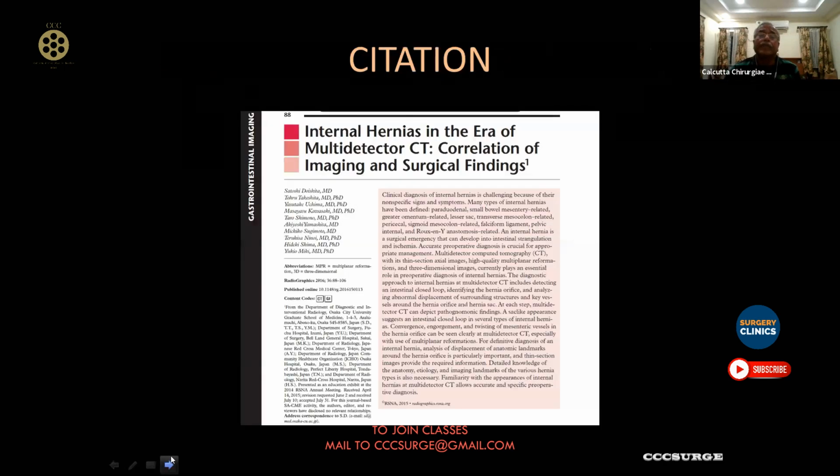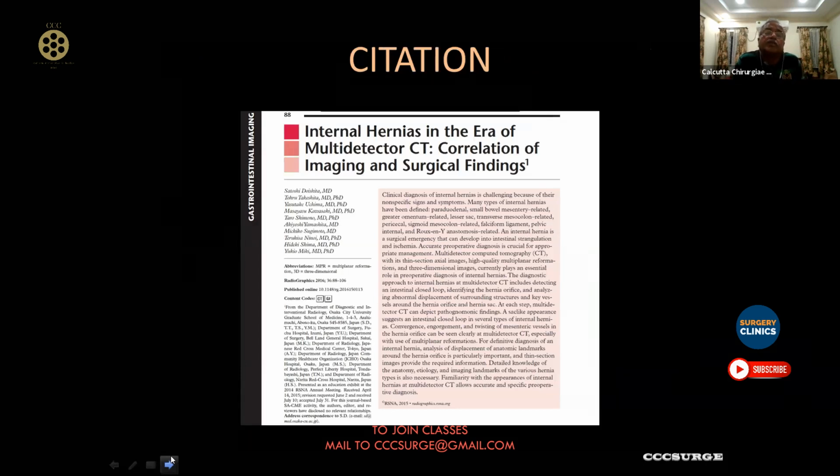Right. Now, chaps, I would like you to take a screenshot of this. This is the internal hernias in the era of multi-detector CT, and the basis of the talk that I'm going to give you after this is based on this from Japan, and that was a brilliant exposition on the use of triphasic CT scan. But even though I'm going to go through that, I'm going to leave you with a message at the end. Yep, I think I have that slide.